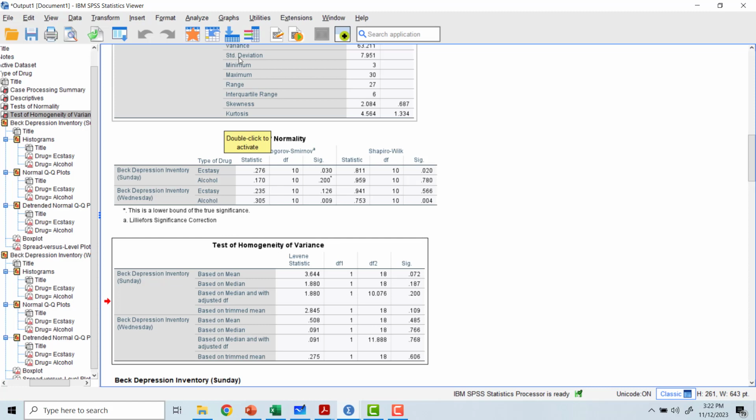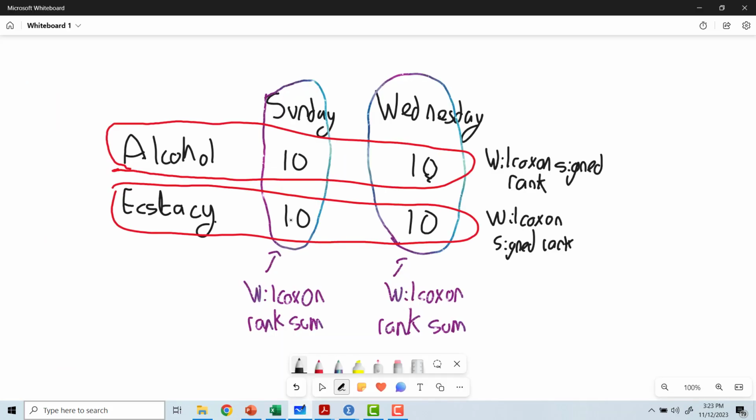Okay, so firstly, let's just look at where we are. Let's do the Wilcoxon rank sum tests. So we're testing between alcohol and ecstasy for Sunday, and we're testing between alcohol and ecstasy for Wednesday. So let's just go and do these tests.